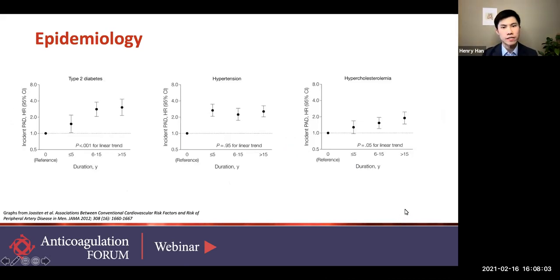Similarly, we know that diabetes, hypertension, and hypercholesterolemia are comorbid with PAD. These are some data, again, that represent the longer standing patients that have diabetes and hypertension. You do get upwards of a 4-fold increased risk of having PAD. This is also seen in hypertension, and for high cholesterol, this is a 2-fold increased risk.